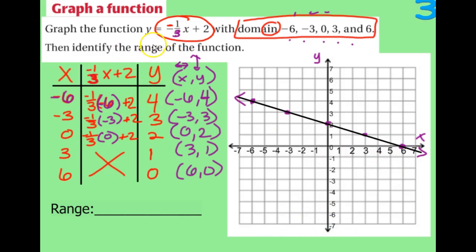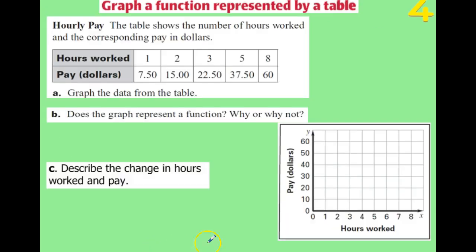And then last, our range is what we get out, or output. Our range is our y values. So we got out 4, 3, 2, 1, and 0. All right, last one. This is the same thing, except they already have our table for us. This is an XY table. I know that hours worked is X because it's on the X axis, and I know our pay is Y because it's on the Y axis. So it says the table shows the number of hours worked and the corresponding pay in dollars.